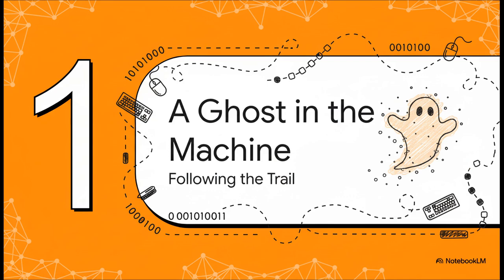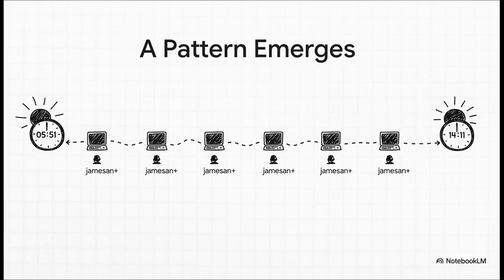Okay, so to get to the bottom of this, we've got to follow the trail of digital breadcrumbs. We're hunting for a pattern, a ghost in the machine, you could say, someone whose actions are going to tell us a story. And you know what? A pattern starts to show up almost immediately. If you look at these logs, you see the same username, Jameson, popping up again and again. And check out the timestamps. The activity goes from 5:51 in the morning all the way to 2:11 in the afternoon. So this is no random blip. We're talking about hours of sustained, focused work here.